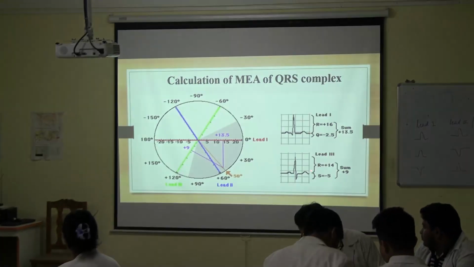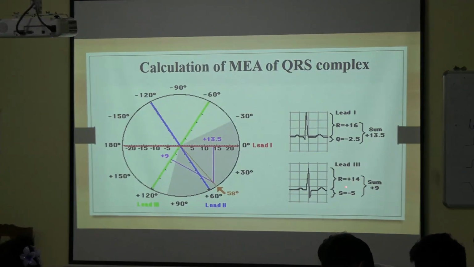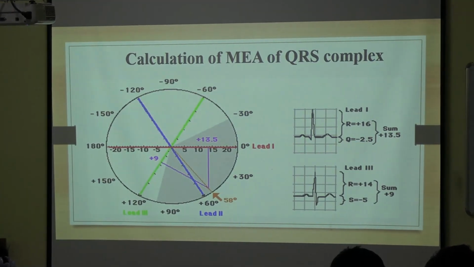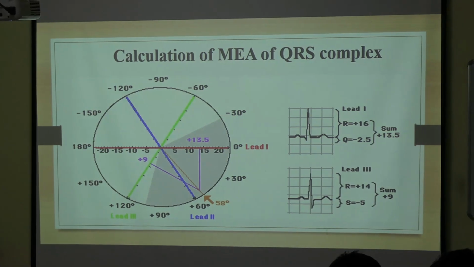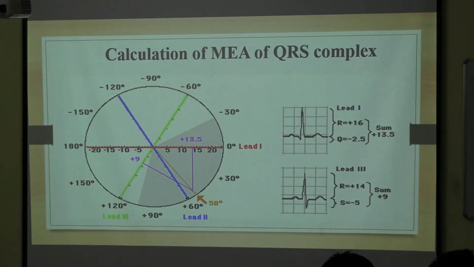Then in lead 3, look, the R wave is plus 14. That is just one example. In your case you have to count how much is the positive deflection, how much is the negative deflection, then find out the sum. Is it understood or not? That is just an example. In your case you count how many there are.